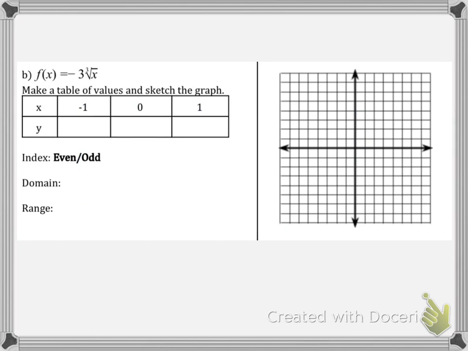This next one, we have negative 3 cube root of x. So let's just plug in a number, plug in 0. So we would get 0. 0 times negative 3 is 0. If we plug in negative 1, we would have negative 3 times the cube root of negative 1, which is negative 1. So we would get a positive 3. Negative 1, positive 3. If we plug in a positive 1, we get negative 3 times 1, which would be negative 3. Okay, and then the graph would look like this.